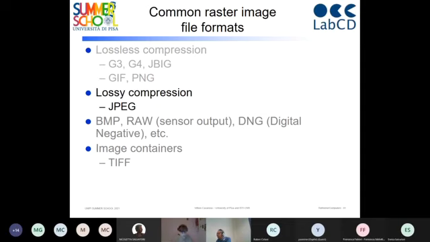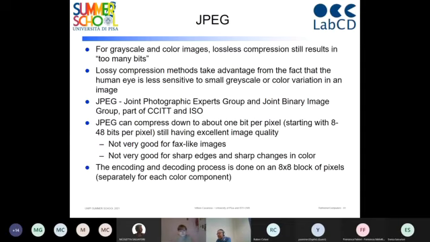JPEG is the most common, and what is JPEG doing? JPEG, as I was saying before, is really taking advantage of the fact that our eye is not able to detect very frequent variations in the image. And therefore, it is a very complex algorithm.